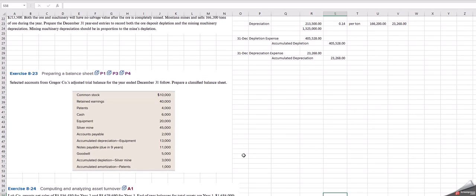Then preparing a balance sheet, so they give us a suggested trial balance, and we prepare our classified balance sheet, because now we have a few more assets in here. So we would have our current assets as a header, and in those current assets, we're going to have cash at $6,000. I think that's it, right? So that would be our total current assets.